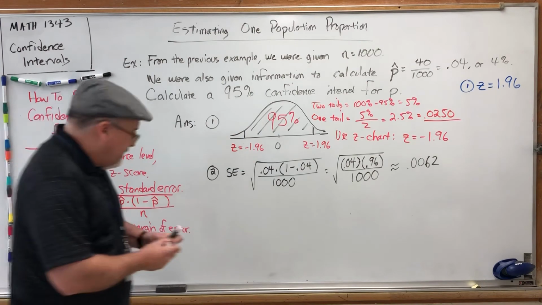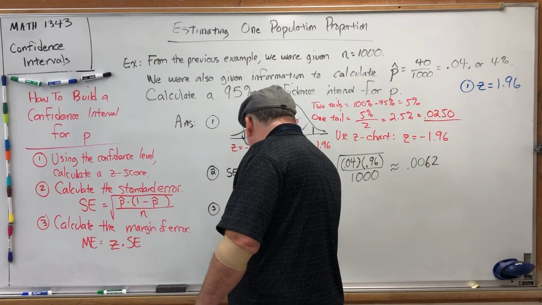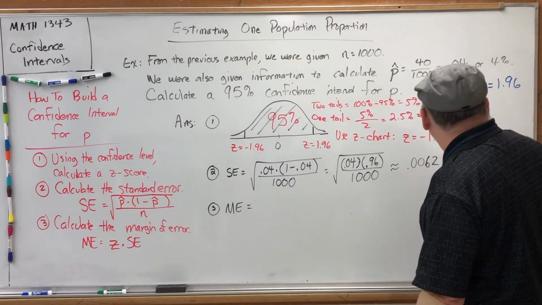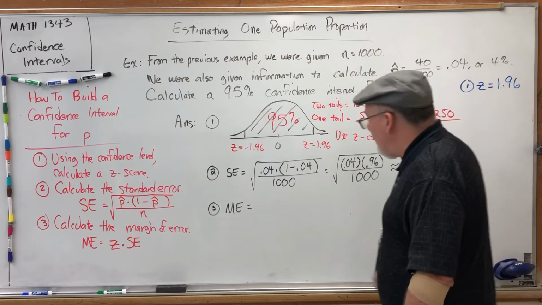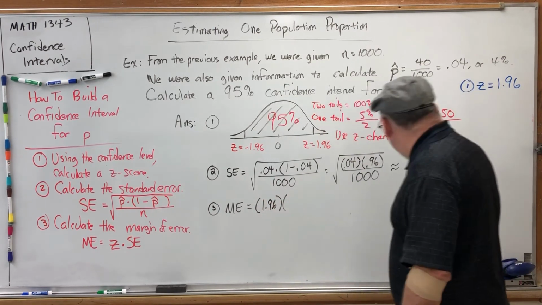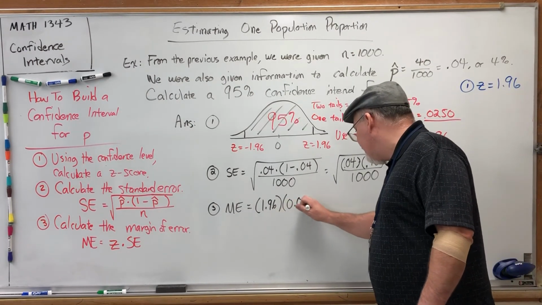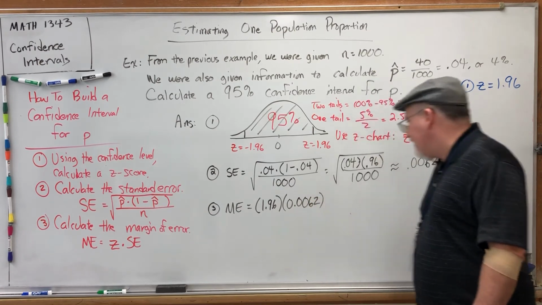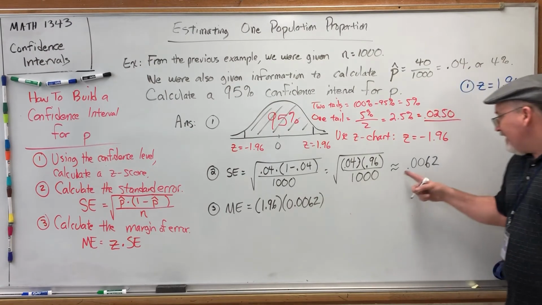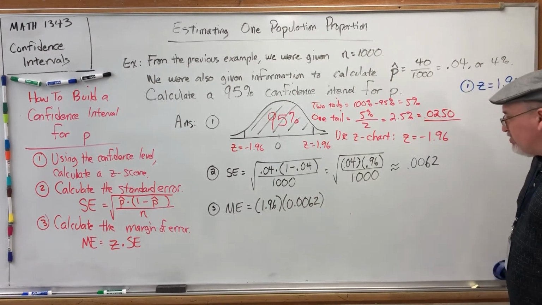So here it's pretty easy. The margin of error is going to be our z, which was 1.96. I was writing answers over here and I stopped writing them. Now, well, our z was 1.96. And our standard error was 0.0062. Again, I apologize for the inconsistency of sometimes putting a 0 to the left of the decimal and sometimes not. My inclination is actually to put the 0. I'll try to be more consistent.